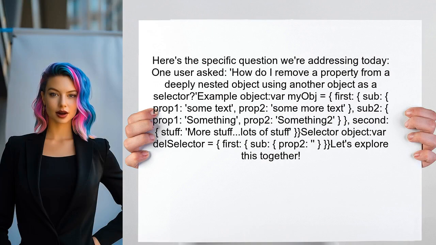Here's the specific question we're addressing today. One user asked how to remove a property from a deeply nested object using another object as a selector. They provided an example object and a selector object, and they want to know how to achieve this without using the dot notation. Sound familiar? Let's explore this together.